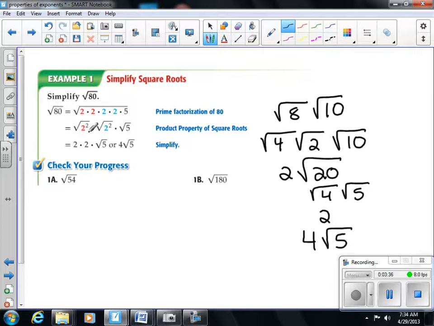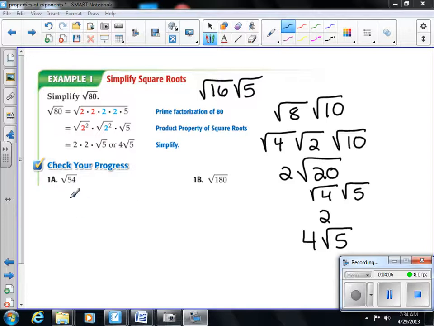Now the way they explained it here is they broke it down into several pairs of 2's. In other words, they were thinking of the 4's. 2 times 2 is 4 and 2 times 2 is 4. You could have taken then 16, it looks like, times 5, and that would have been probably the quickest way to have simplified it. And then the square root of 16 is 4. So you really are trying to look for the largest perfect square that will be a factor of 80.